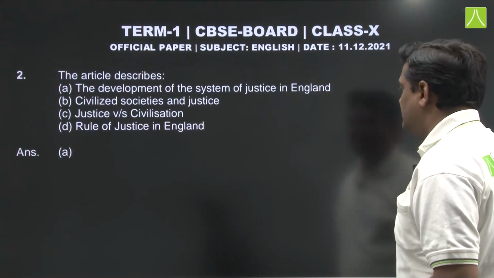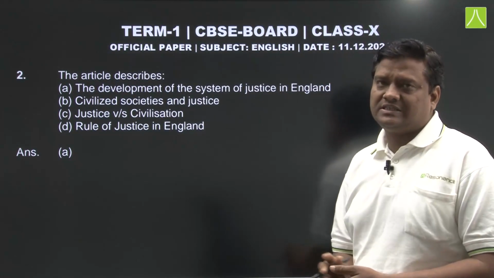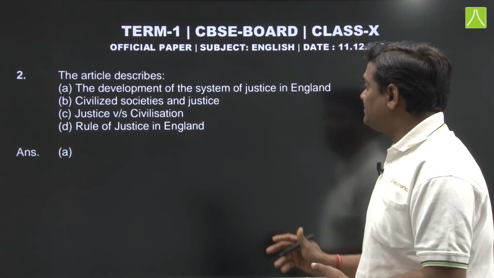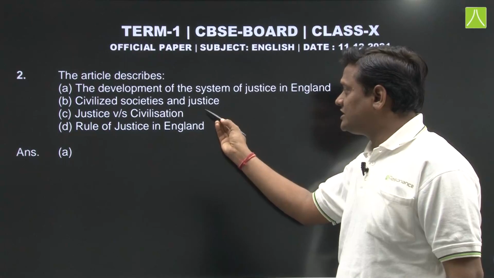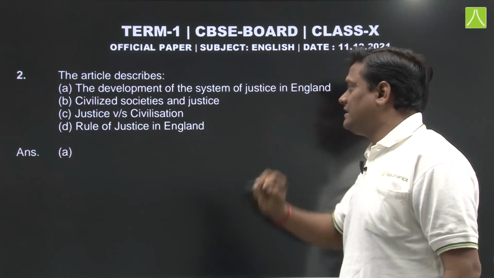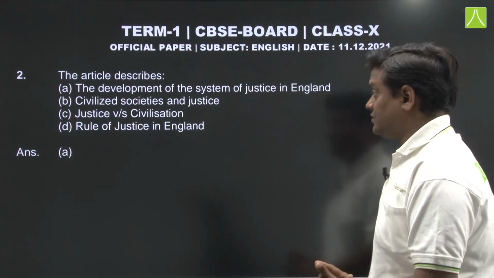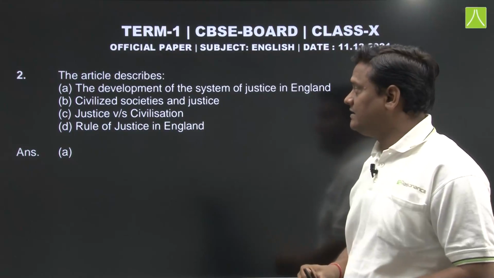Now question number 2. What does this article describe? The development of the system of justice in England, civilized societies and justice, justice versus civilization, rule of justice in England. So first priority we will give to option A, the development of the system of justice in England.